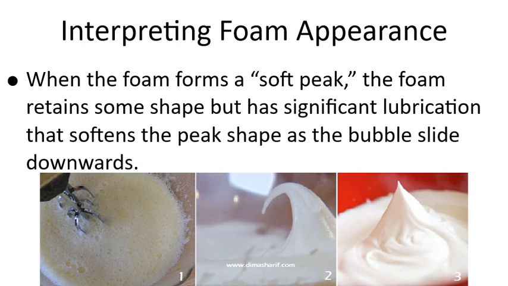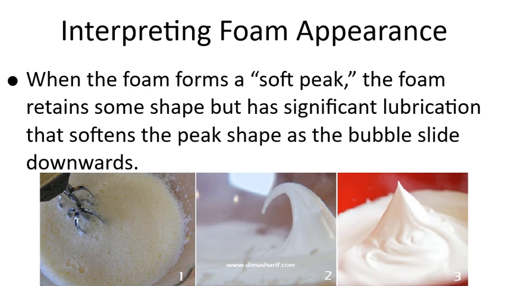enough to retain some 3-dimensional shape, but it's still soft enough that the peak droops under its own weight, and the ridges in the foam get dulled somewhat as the peaks slowly relax into more rounded shapes. There is still plenty of lubrication in the bubble walls that allows the bubbles to slowly slide past one another, causing the drooping or rounding of those edges.